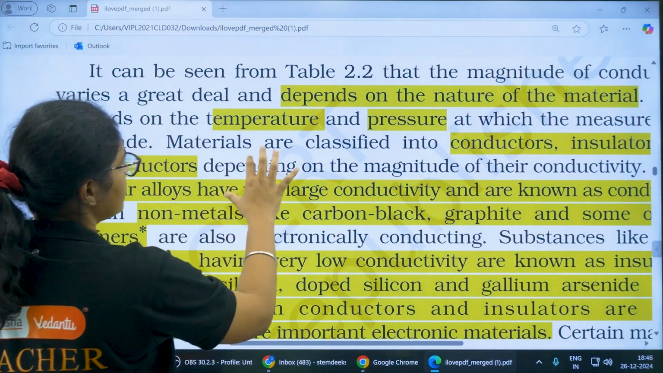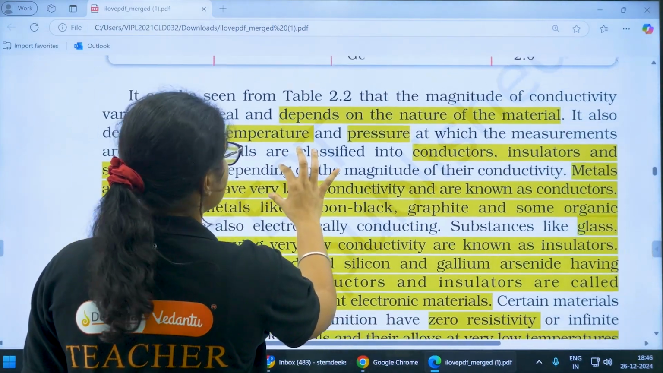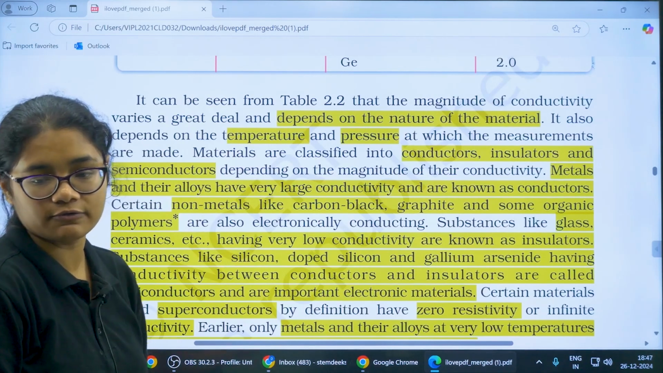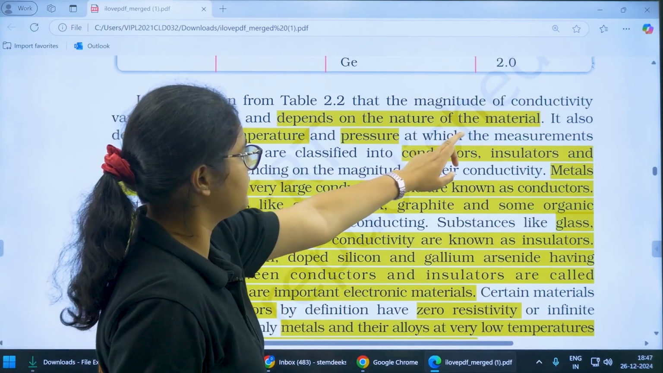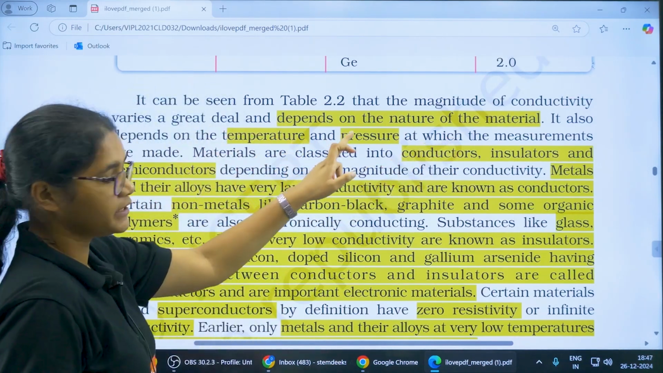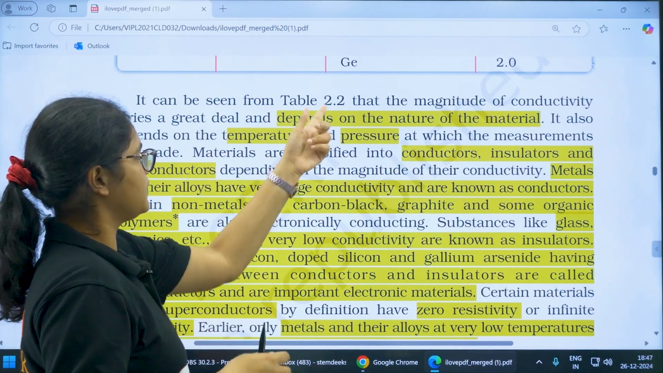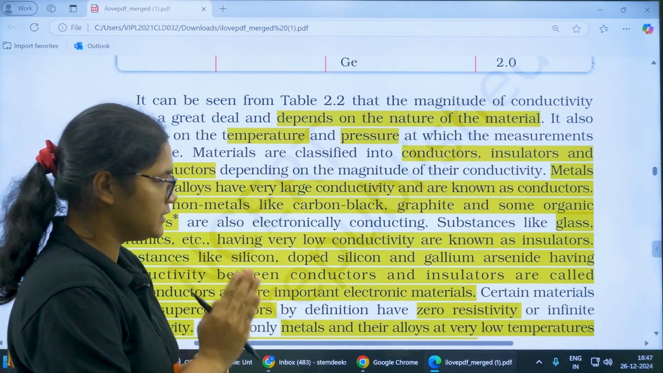Here this is very important: the magnitude of conductivity depends on what factors? It depends on the nature of the material, on temperature and on pressure. So you need to give 3 points, right? Kappa depends on what? 3 points. It can easily be a 3-marker question.